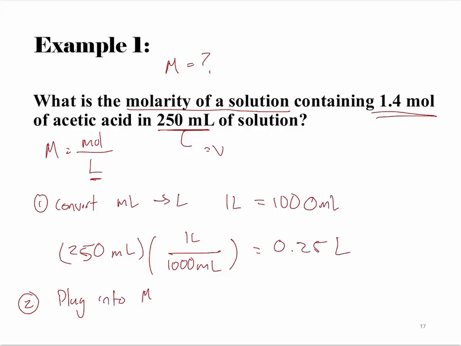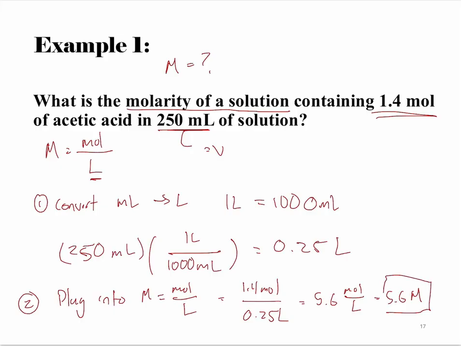Into molarity, which equals the moles per liter. So we have 1.4 moles of acetic acid per 0.25 liters. We plug in that value. So we get 1.4 divided by 0.25, which is the same thing as multiplying it by 4. And we get 5.6 moles per liter. Those are our units, which is also the same thing as saying 5.6 molarity solution.